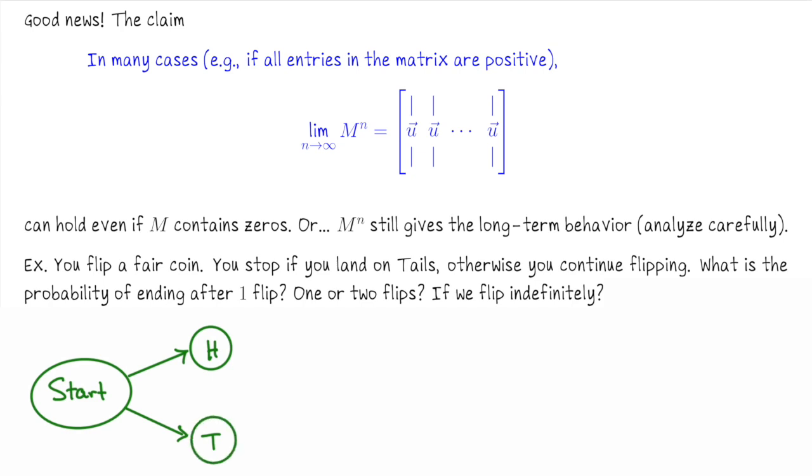Tails would actually cause us to end the game. So to make my diagram a little bit clearer, I'm going to write that in red for stop, and I'm also going to do a box. So in my diagram, a circle will be a place where you would continue, and a box will be a place where you stop. And then with your arrows, you want to label the probabilities. This is a fair coin, so it's going to be 0.5 for each.